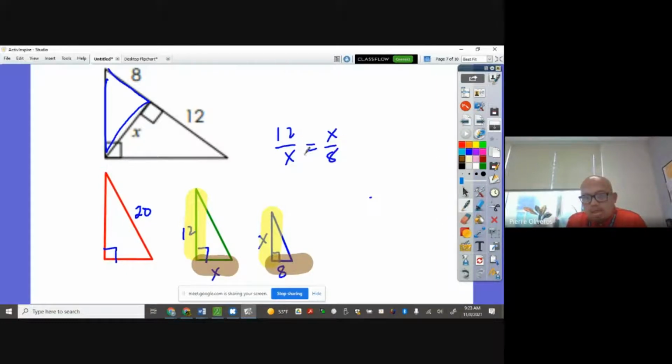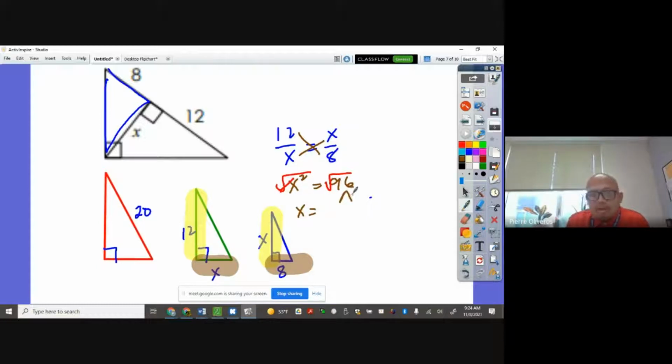So now I can cross multiply them. x times x is x squared. 12 times 8 is 96. Now, since we're going to do the square root, we cannot have a decimal answer here. I'd like you guys to apply your simplifying radicals, prime factorization here.